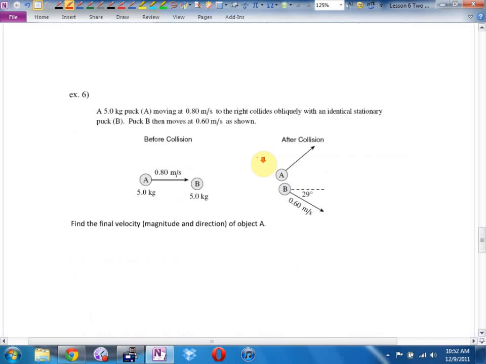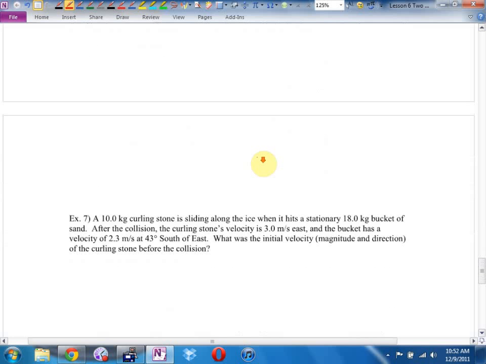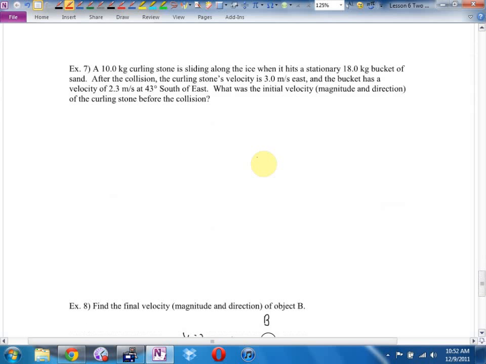Example 7. A 10-kilogram curling stone is sliding along the ice, no friction. When it hits a stationary 18-kilogram bucket of sand, after the collision the curling stone's velocity is 3 meters per second east, and the bucket has a velocity of 2.3 meters per second at 43 degrees south of east. What's the initial velocity? So here, instead of saying V final, it's saying, how fast was the stone coming in at? And this one is trickier also because no picture. We're going to have to really think.